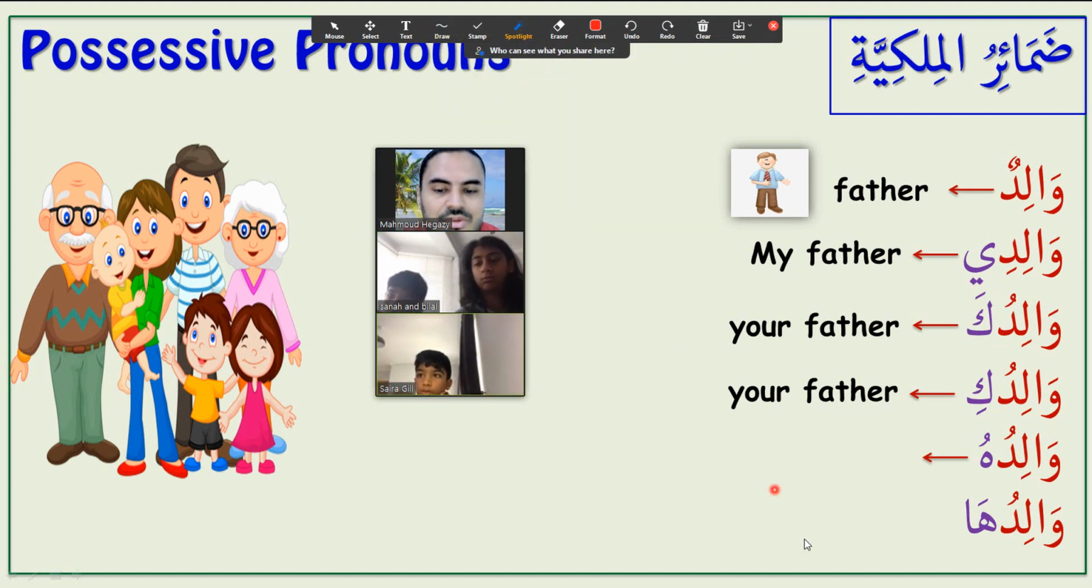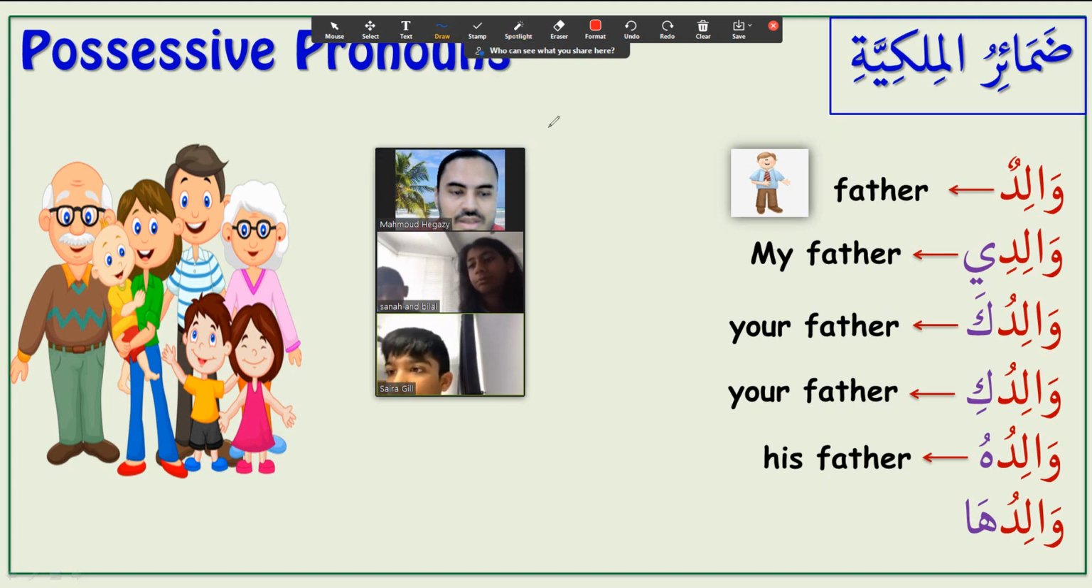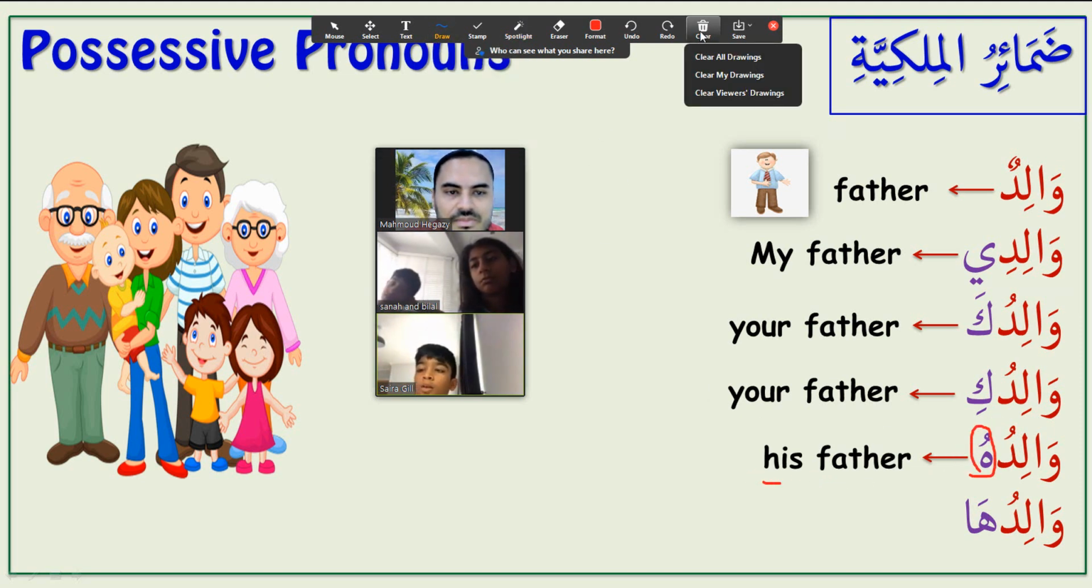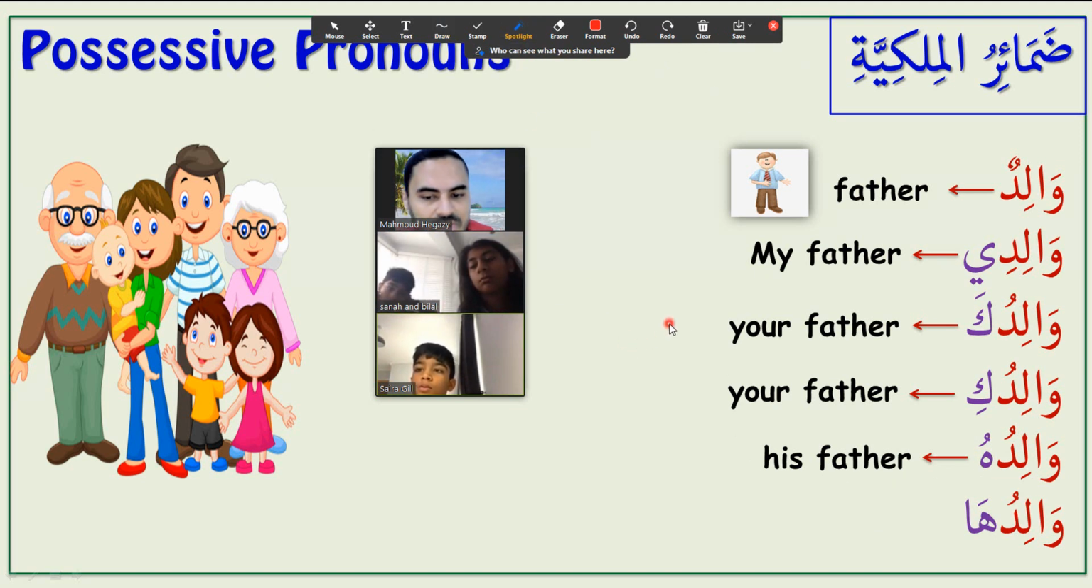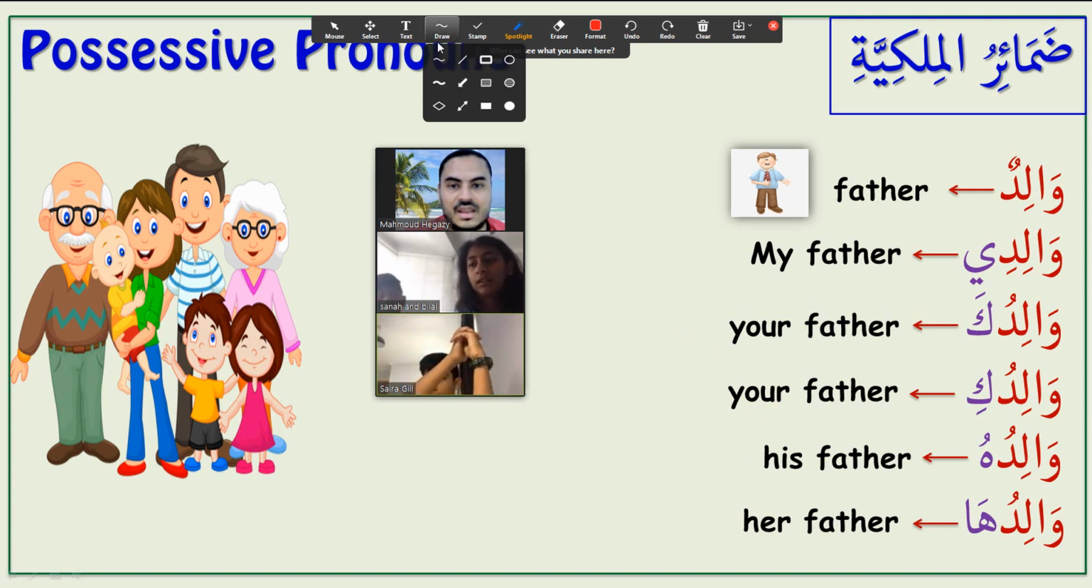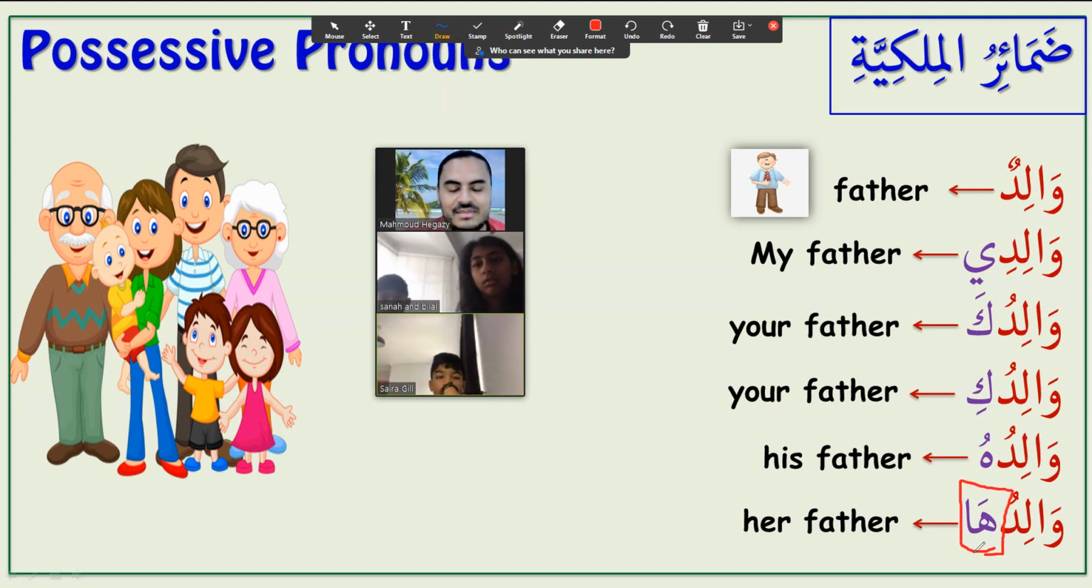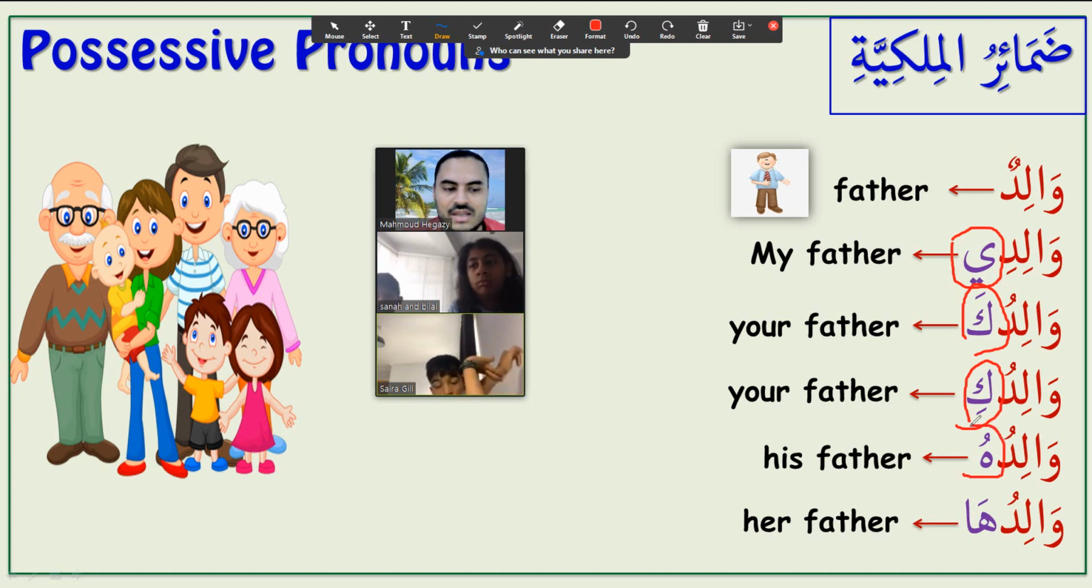طيب. والده يا ريان. His father. جيد. So this hu in the end, والده means his father. Okay. والدها. Who knows? Her father. جميل. Good job, guys. So والدها, this ha in the end means her father. So the possessive pronouns in Arabic, we call them ضمائر ملكية, come at the end of the noun. Not like English. In English, they come before the noun. But in Arabic, we connect them like this. والدي. والدك, your father for masculine. والدك, your father for feminine. والده, his father. والدها, her father.